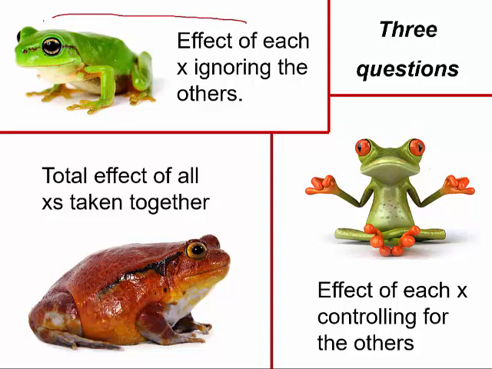What is the effect of each x variable ignoring the others?